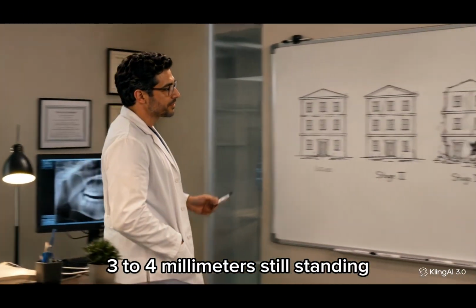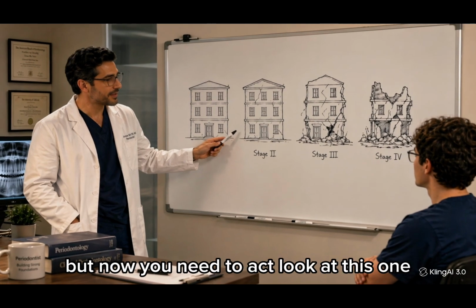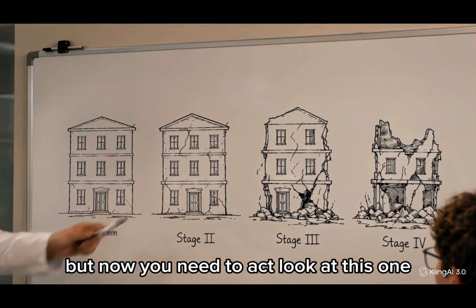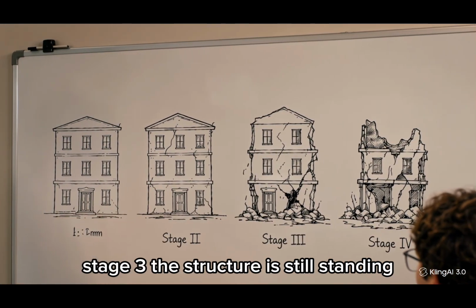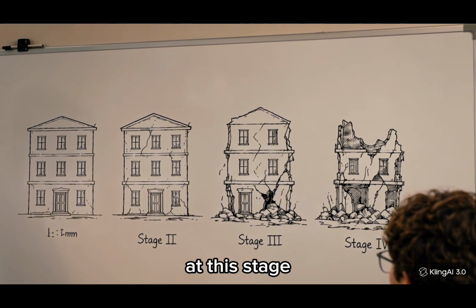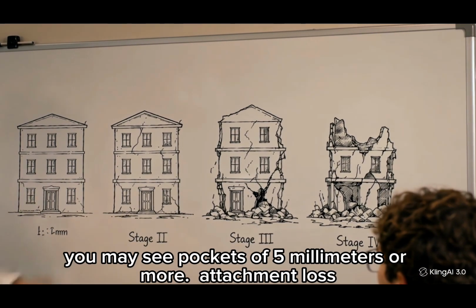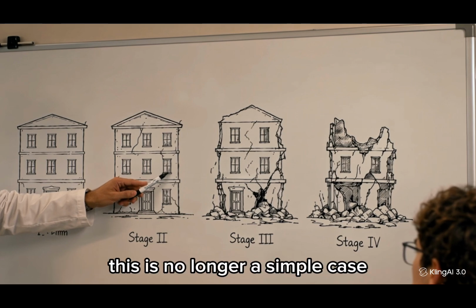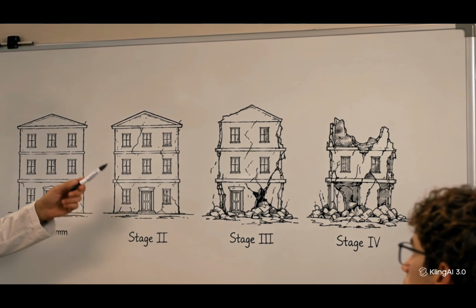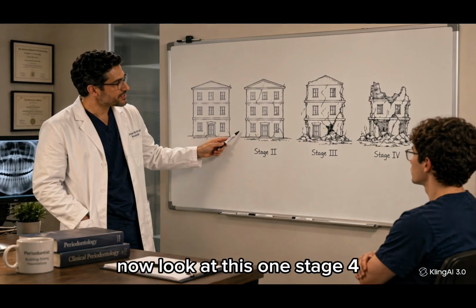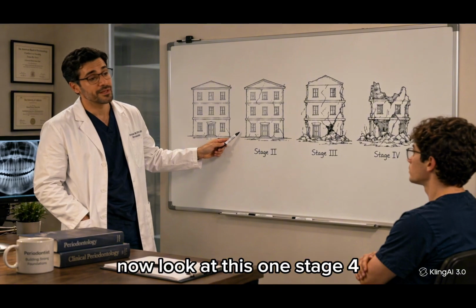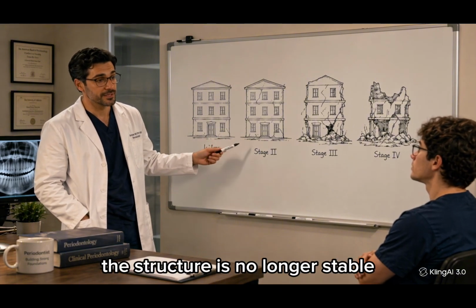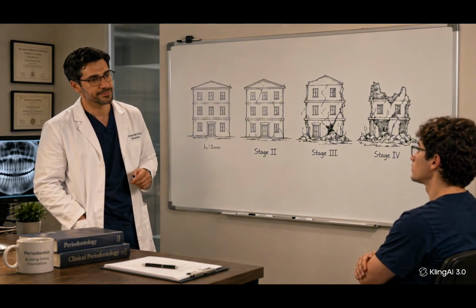Think of every tooth as a building. The bone, that's the foundation. Stage 1, hairline cracks. CAL 1 to 2 millimeters. The building is still standing. Catch it early and it is easier to save. Stage 2, the walls are cracking. CAL 3 to 4 millimeters. Still standing, but now you need to act.